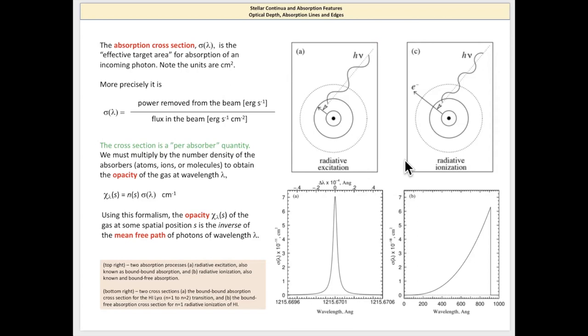Now, let's talk about another cross section, what we'll call a continuous cross-section. Here is a situation of radiative ionization. You have your nice N equals one electron doing its thing, and a photon comes in at around 912 angstroms or higher, and it knocks the electron free.